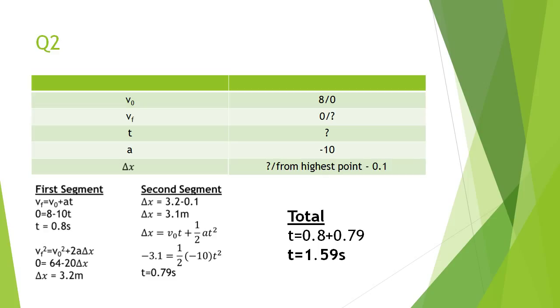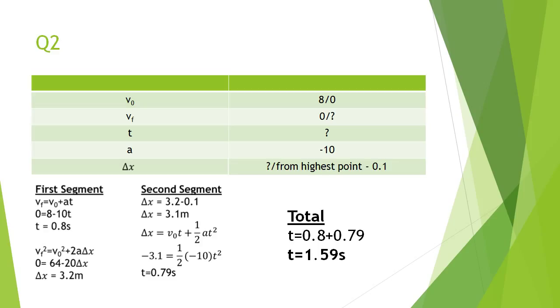And this is to split up the problem into 2 sections. The first segment is where the dolphin jumps up from the ocean floor to the highest point it can reach. And then the second segment is from the highest point back down to just 0.1 meters from the ocean floor.